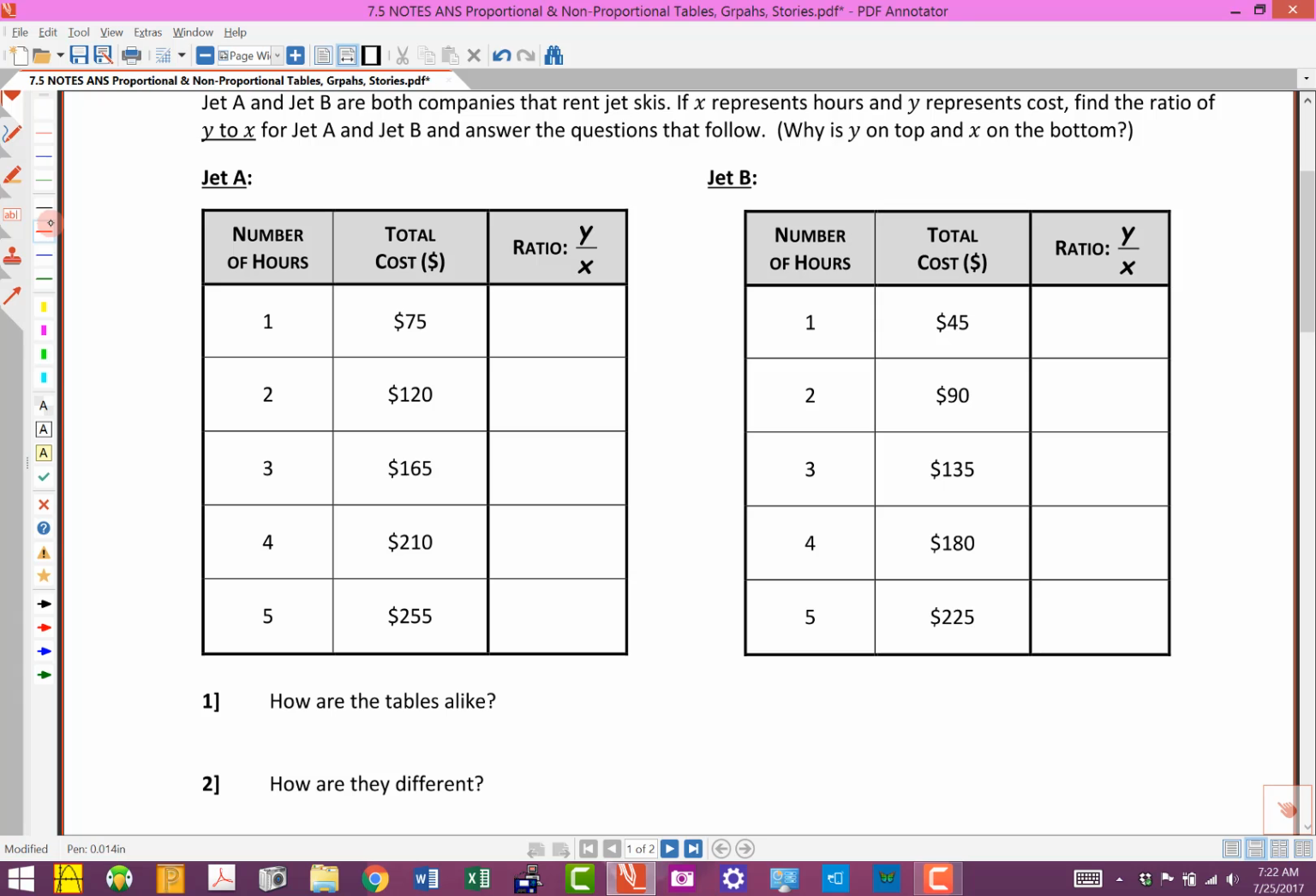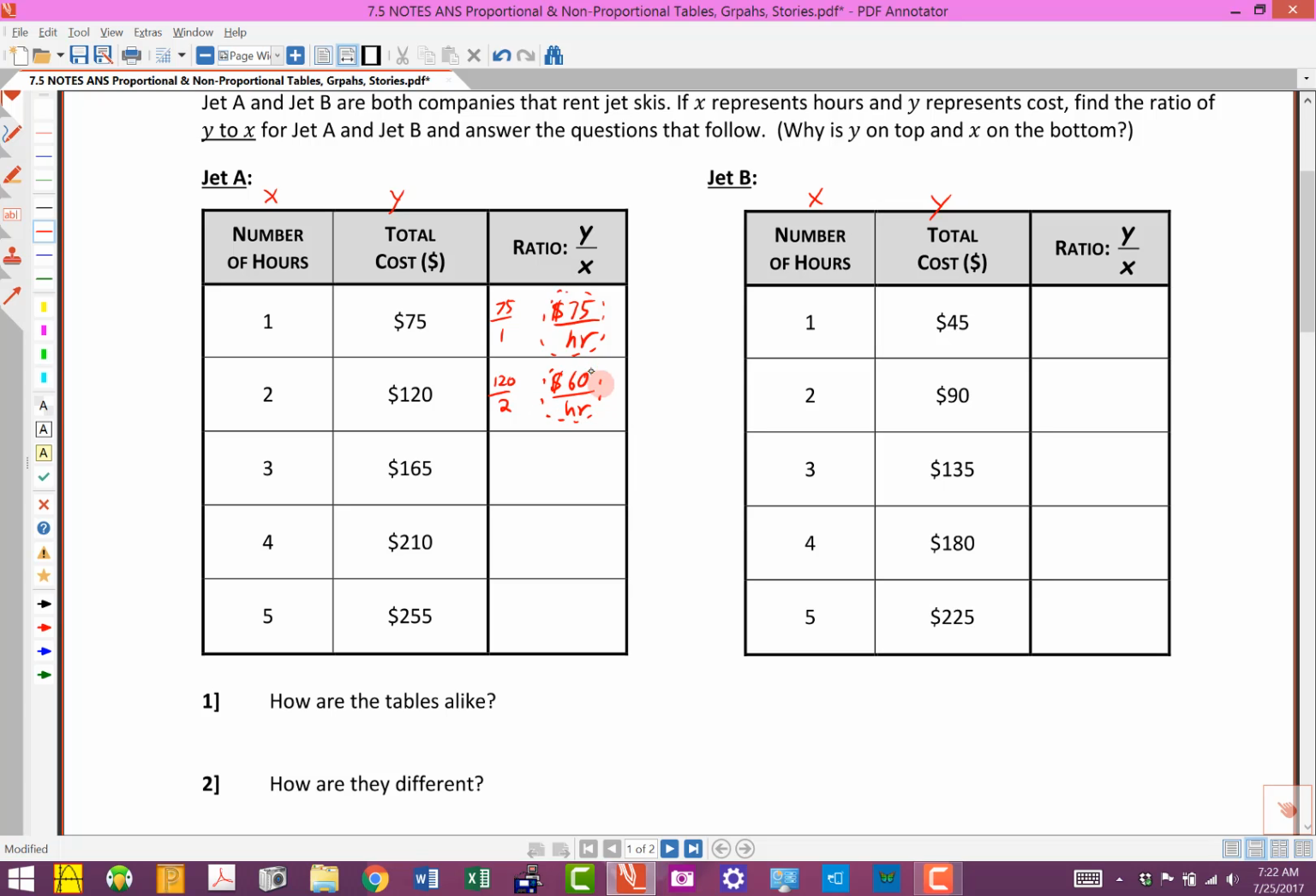So on this one right here, here's what we're going to do. We're going to take Y over X. So remember, X is the number of hours, Y is the cost, and that's going to be the same on both of these. We're going to do this in a uniform fashion here. So we're going to put $75 over 1 hour, so that's going to be $75 per hour. Alright, so we've got that one taken care of, and then we just go through and do all of these the same way. So I'm going to do 120 divided by 2. I'm going to reduce that, so that's going to be $60 per hour.